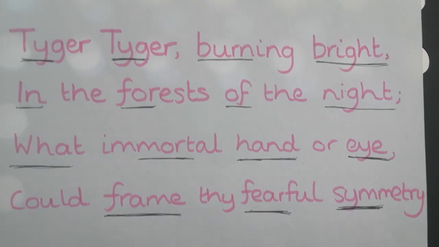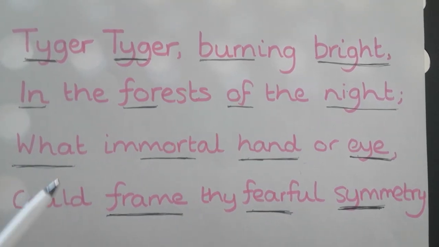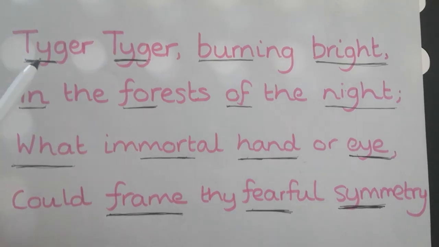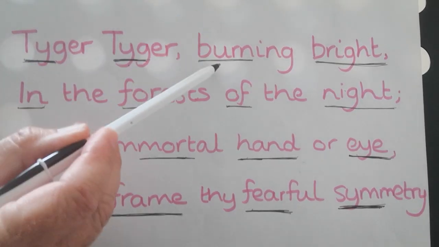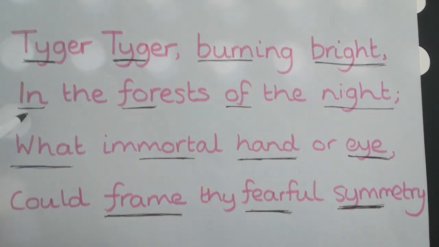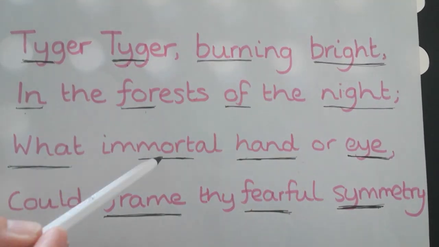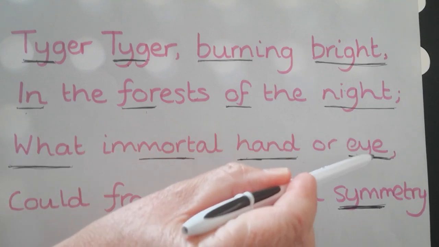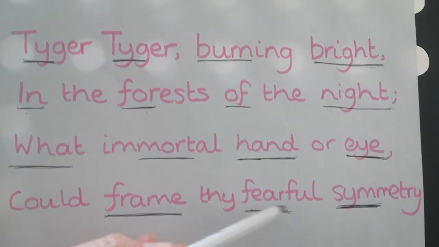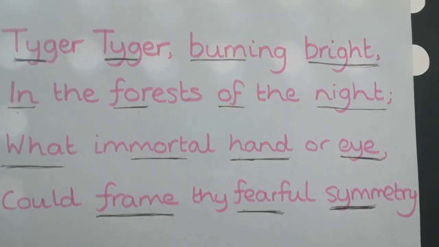Have a go at saying the poem with me now and stress the strong syllables with me. So we're going to say Tyger, Tyger, burning bright in the forests of the night. What immortal hand or eye could frame thy fearful symmetry?